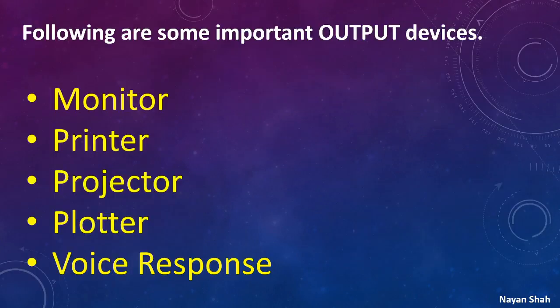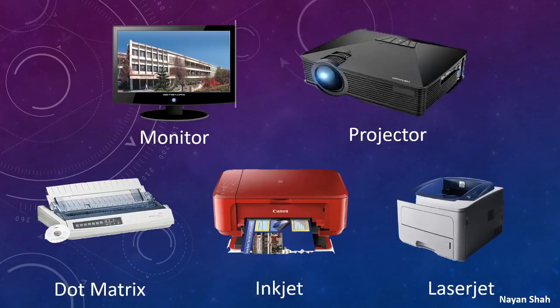Following are some important output devices: monitor, printer, projector, plotter, and voice response. All these are again very common. Let us see in detail. Monitor, you know that is the standard output device. Almost everything we do in the computer, we watch it on the monitor. Monitor gives us the output. We can also see our input, whether our input is going okay or not. But the main purpose of the monitor is to show you the output of what you are telling the computer to perform.